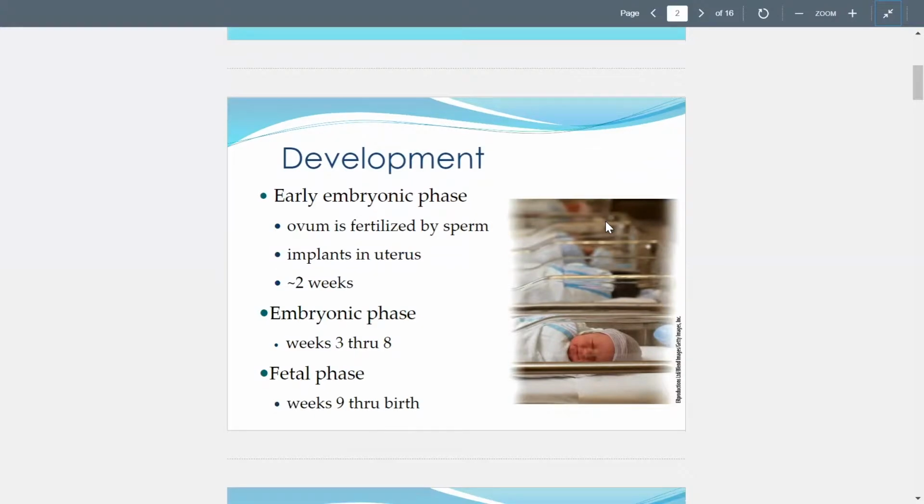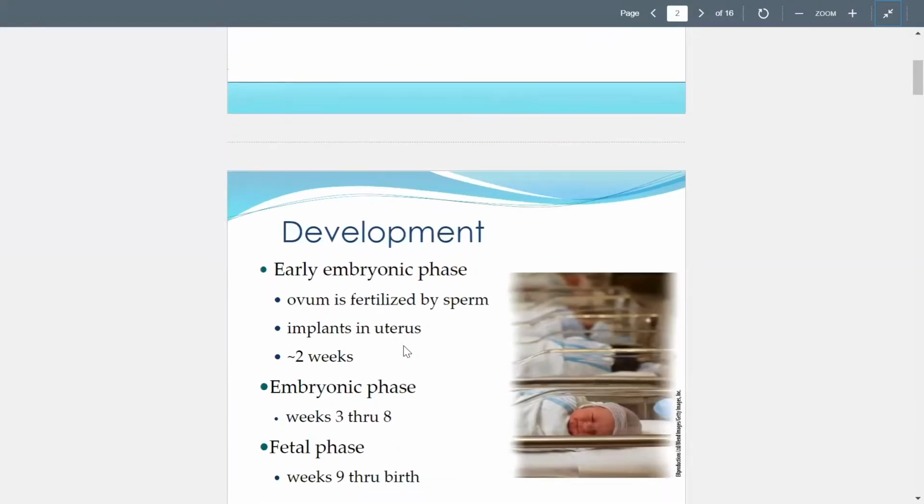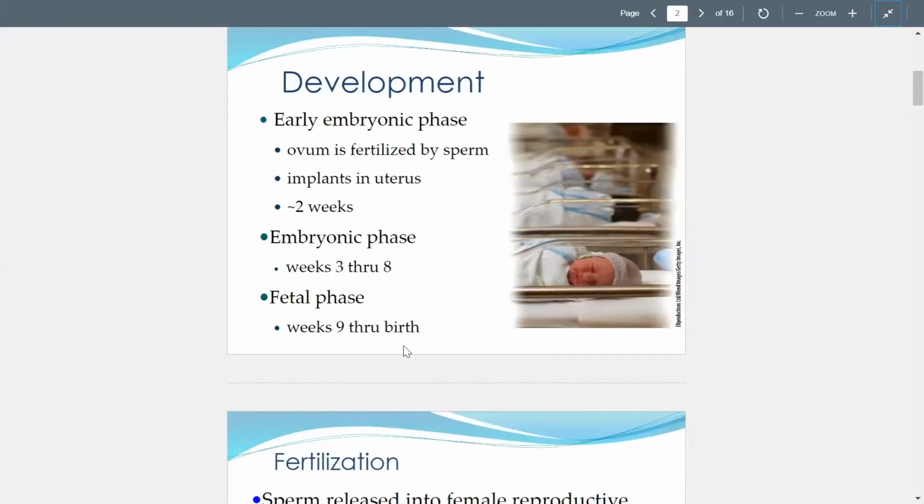This is where, once the fertilization happens, we're going to start growing a baby, right? So there's the early embryonic phase, and this is weeks 3 through 8, and then the fetal phase, which is weeks 9 through birth. The difference is the embryonic phase is very cellular, and then the fetal phase is where it's starting to have facial features and organs develop.